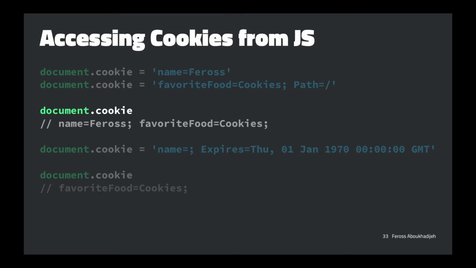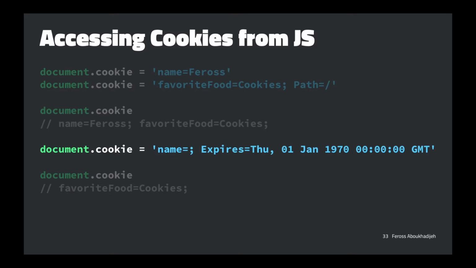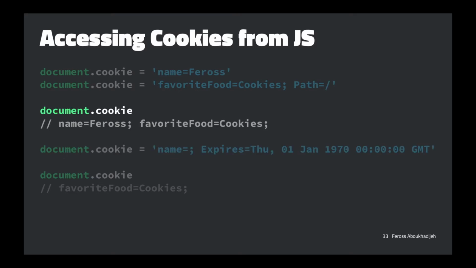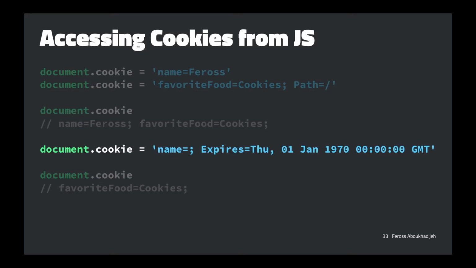So if I actually get the value of document.cookie, it's now going to be this semicolon delimited string of all the cookies I've set. This is one of those things where it was done this way in the early days of the web, and we've never been able to change it. It's just bad. And then to remove cookies, this is the API to remove a cookie. Yes, that's the API.